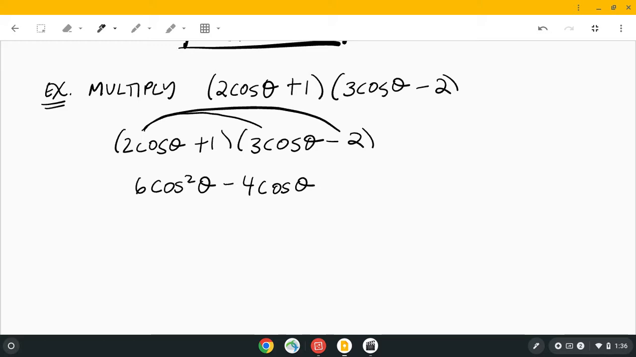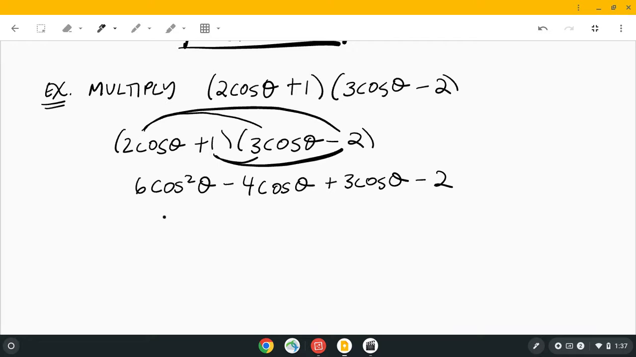Okay, I'm done distributing the 2 cosine theta, so now I'm going to go ahead and distribute this 1. 1 times anything is itself. So I get 3 cosine theta. And then 1 times negative 2 is negative 2. And now I'm going to go ahead and combine like terms. I see that over here in the middle, we have like terms.